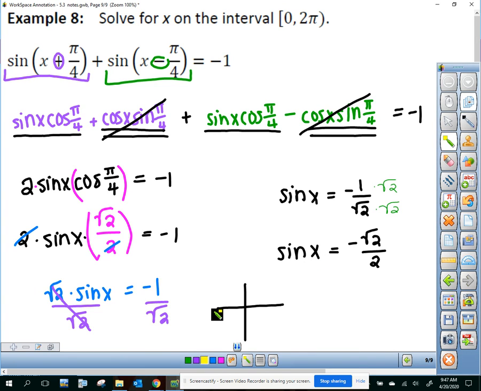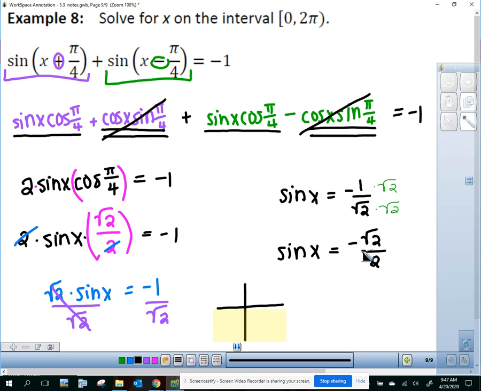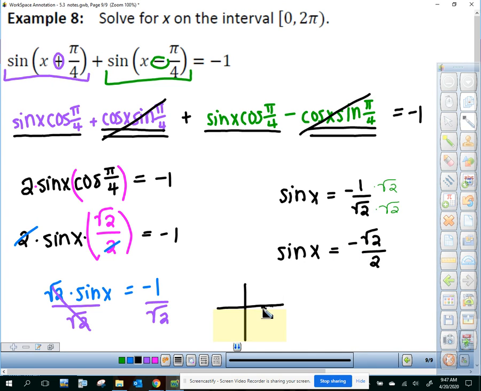Well, first of all, sine is negative in quadrants 3 and 4. So we know our answers are coming from 3 and 4. Okay, and you can have more than one answer. And we're going to, because there's two quadrants between 0 and 2 pi, there's going to be two values where this is true. Okay, and that's at a 45-degree reference angle. So 45-degree reference angle in both of these quadrants.